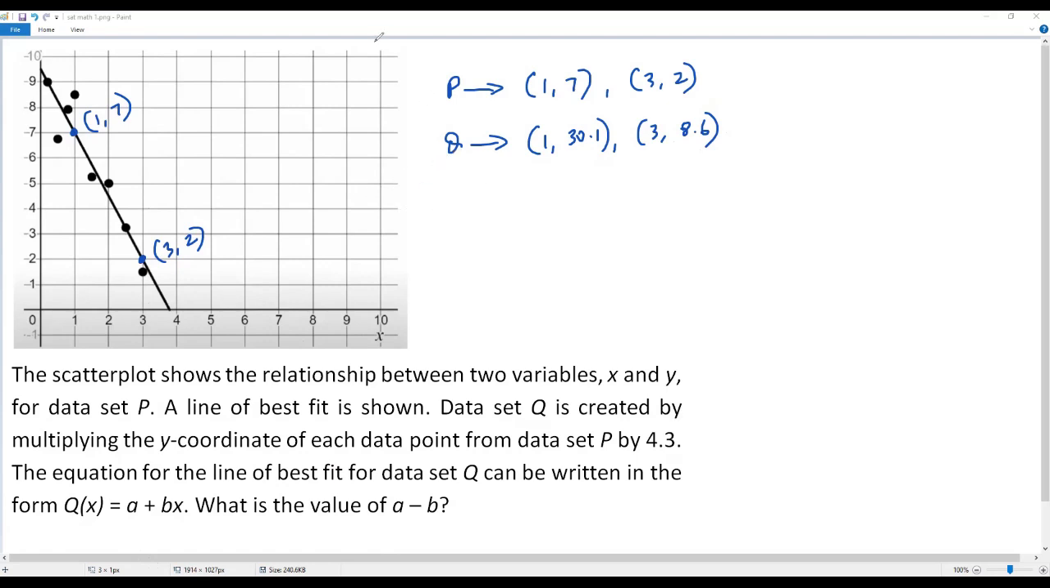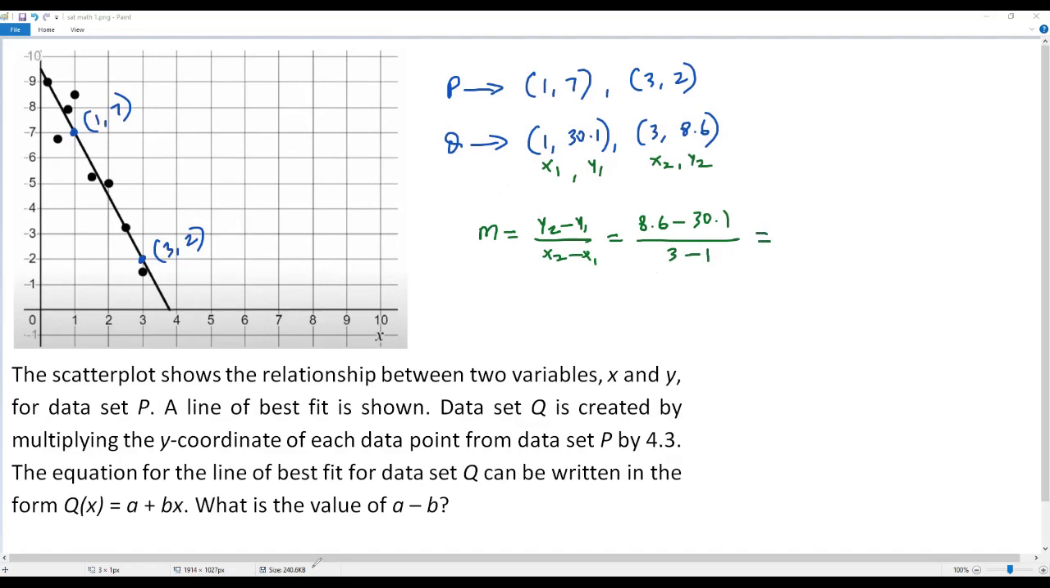For that, first we have to get the slope of the line. Let me consider this as point x1, y1, and this as point x2, y2. When we have 2 points on the line, there is a formula to get the slope: m equals y2 minus y1 divided by x2 minus x1. Here the value of y2 is 8.6 and the value of y1 is 30.1, divided by, the value of x2 is 3 and the value of x1 is 1.